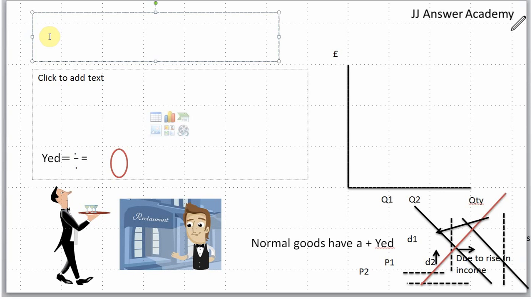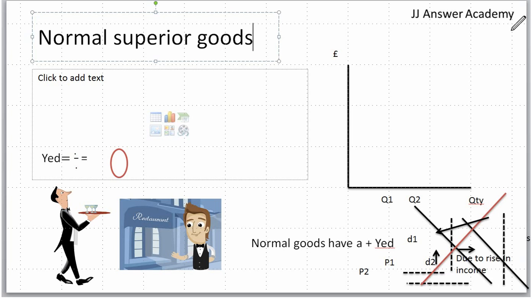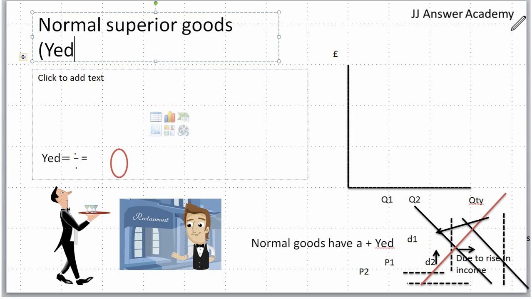In this video, we will be looking at normal superior goods. And the key thing about normal superior goods is they normally have a YED which is greater than +1. And I'm putting that straight away, but I will explain this in more detail.